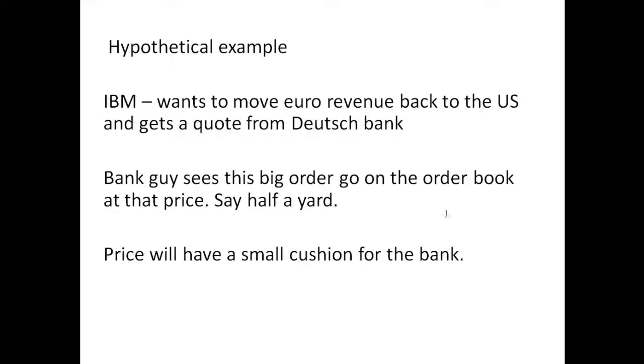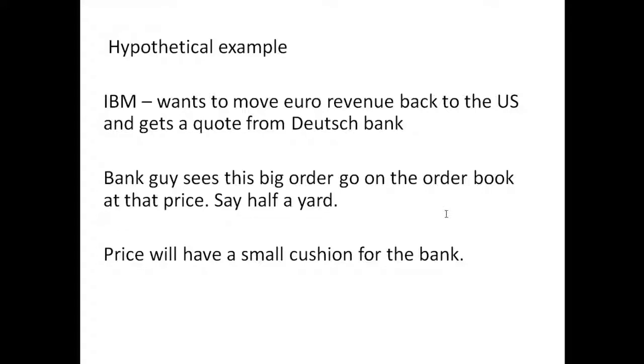Now the bank trader comes in the morning and he sees this big order on the order book. Let's say it's half a yard. It's pretty small for a bank trader actually. Half a yard is 500 million and a yard is $1 billion, and the price there will have a small cushion for the bank. So the bank trader has two very important pieces of information there.